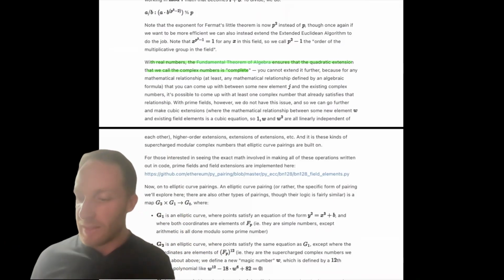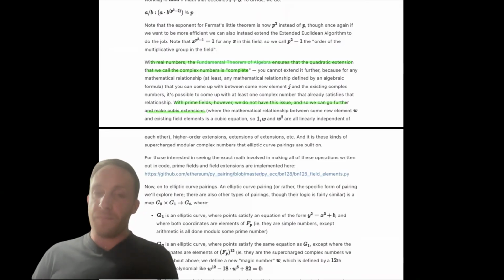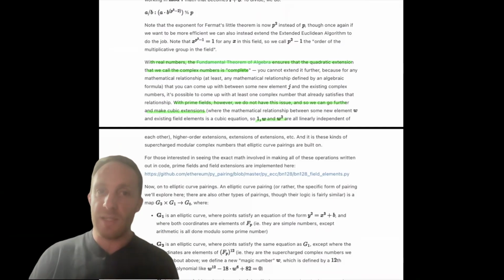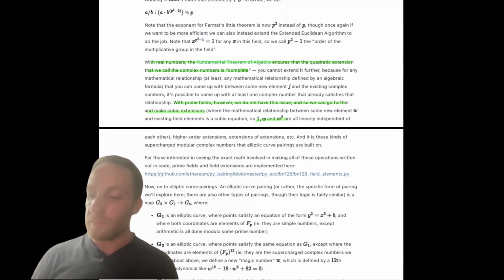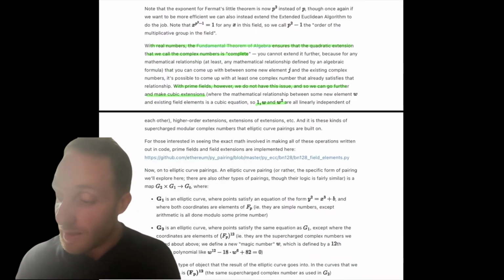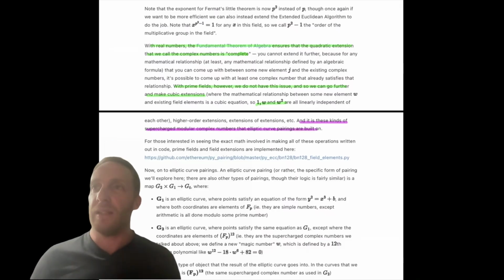You cannot keep on building, attaching a third, fourth, fifth dimension. That is not possible ever. It says that with prime fields, however, we do not have this issue, so we can go further and make cubic extensions. So with the prime fields, we can keep going and add more dimensions. And this is kind of how you get to the 12th dimension, when we had Fp to the 12th. So that's where he's getting at. And then, okay, this is the key sentence, I guess: it is these kinds of supercharged modular complex numbers that elliptic curve pairings are built on.